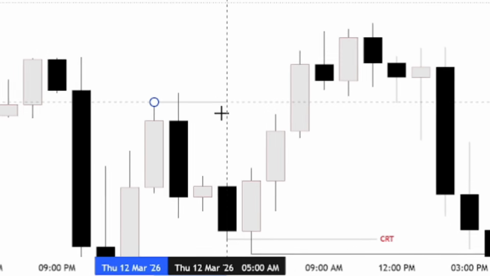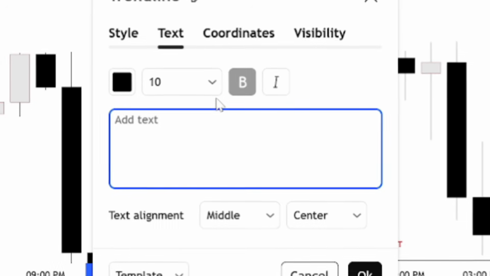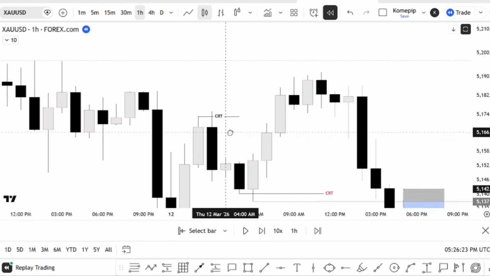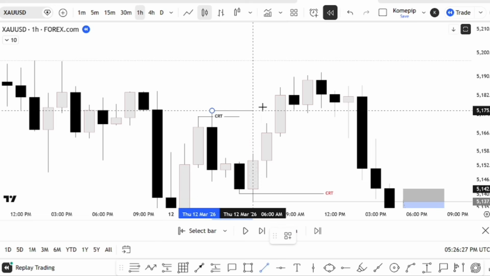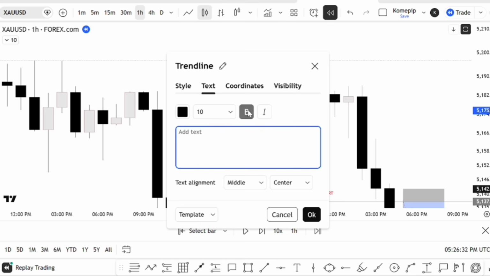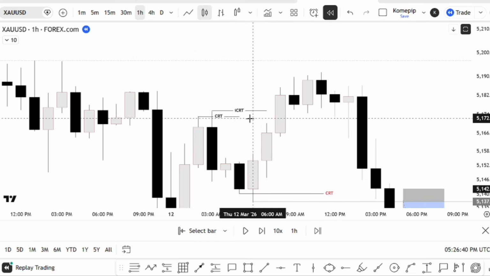So this is CRT. For example, we have this as CRT. Now that we have a CRT, we're expecting price to push to the downside. However, when price came sometime in the future and takes that candle out, that's what we call the Komepips iCRT. All right, Komepips iCRT.